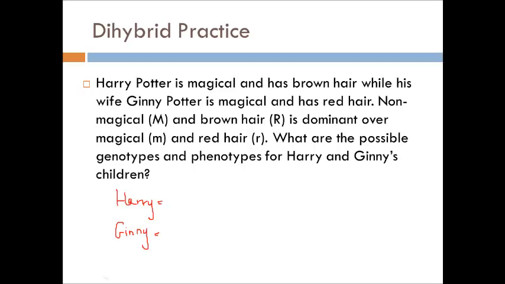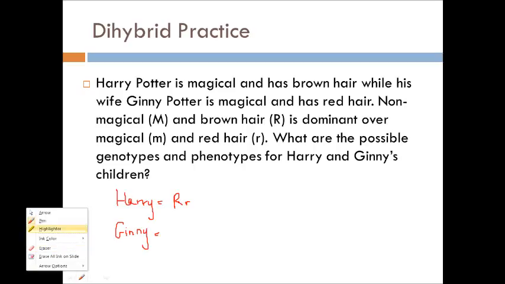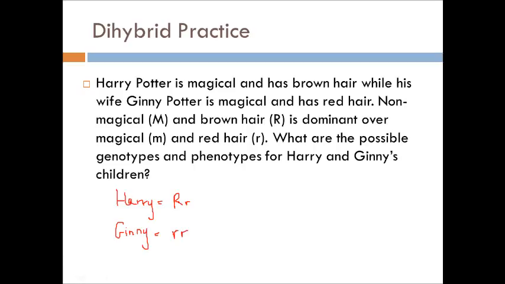Alright, so if Harry is brown hair, we can either go with the fact that he's heterozygous or homozygous. In this case, I'm just going to assume he's heterozygous. So that would be R. Okay, so that means he's going to be big R, little r. Ginny has red hair, though, so she's going to be two little r's. Now, they're both magical, so that means they're both going to have little m's.